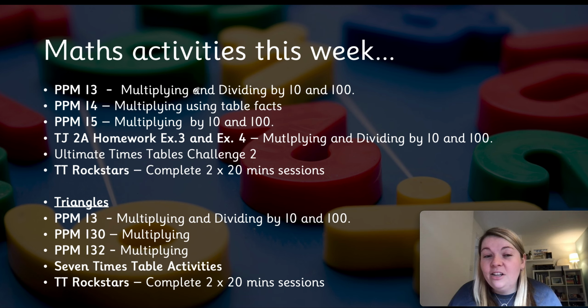And then you've got a TJ2A homework exercise. Now, I was speaking to some people this week that said those are quite tricky, but that's really good because you're challenging yourself and you're trying your best with them. So try your best with that. You've got an ultimate times table challenge and you have got some TT Rockstars time. If you're a triangle, you're also going to be doing the multiplying and dividing by 10 and 100 sheet. So you're thinking about moving your place value columns left or right.